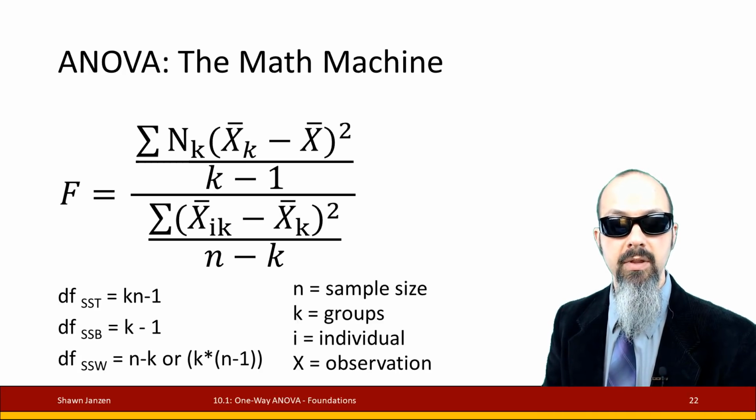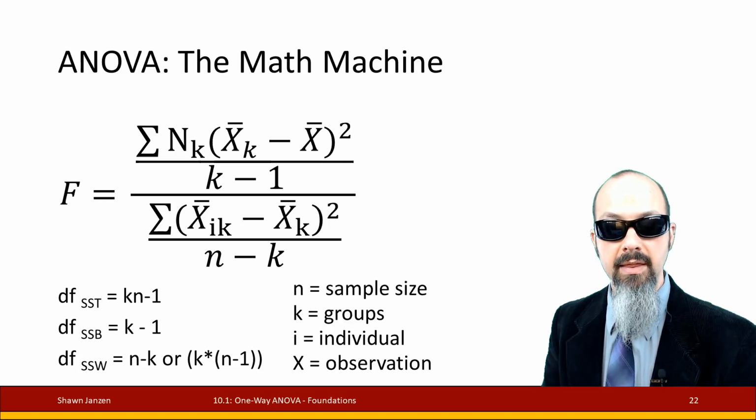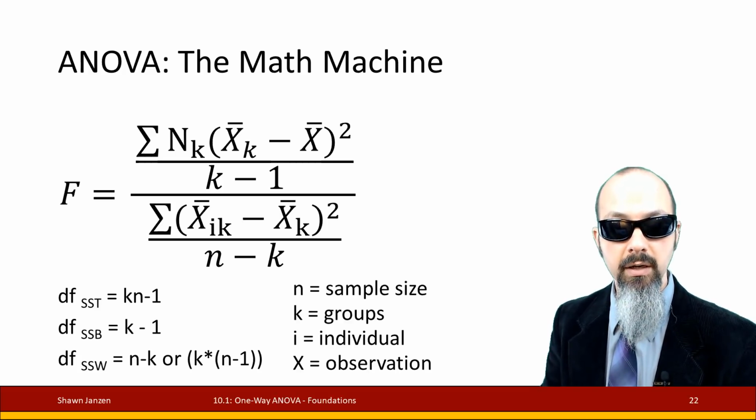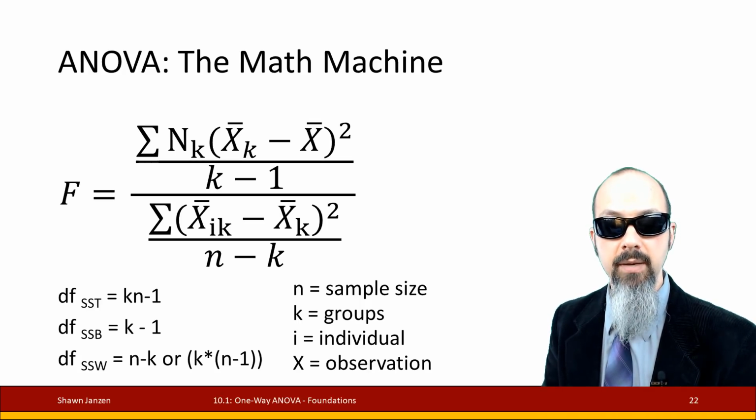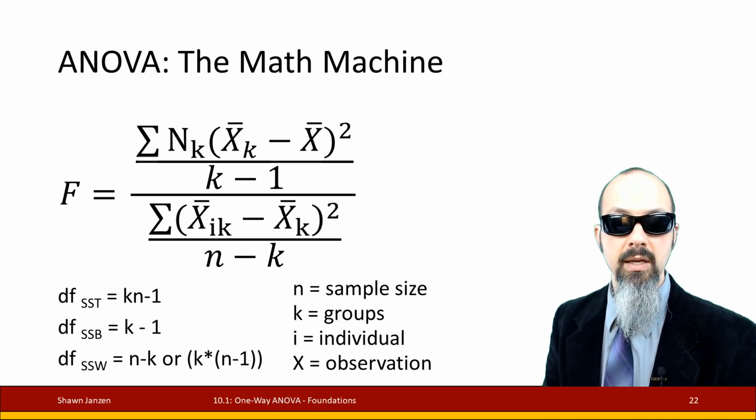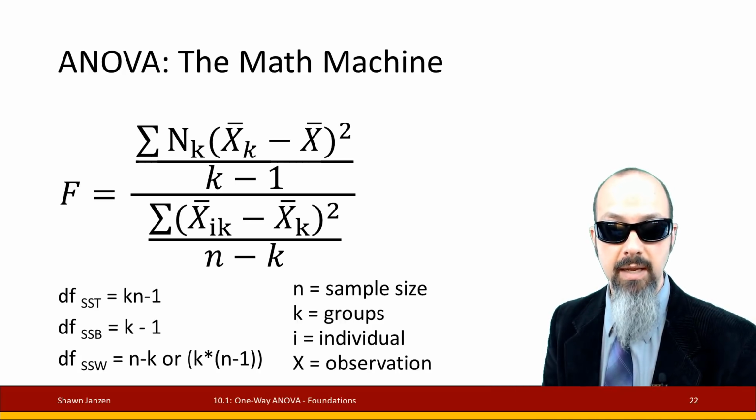Degrees of freedom for the sum of squares between is represented by K minus 1. It's also in the denominator part up in the numerator. Yes, this is a multi-level division problem here. And we also have the degrees of freedom of the within, which is represented by N minus K, or also N minus 1 times K. It gives you the same answer.